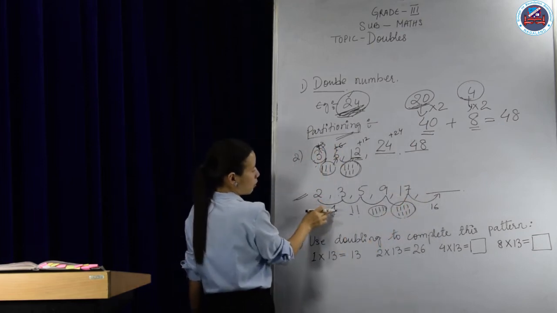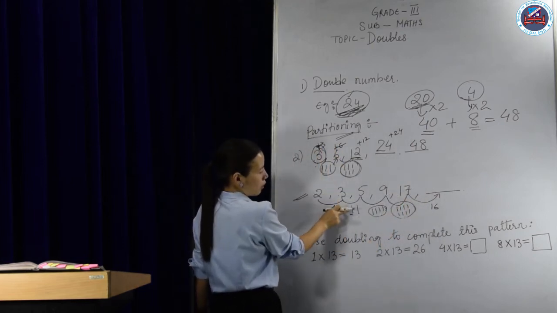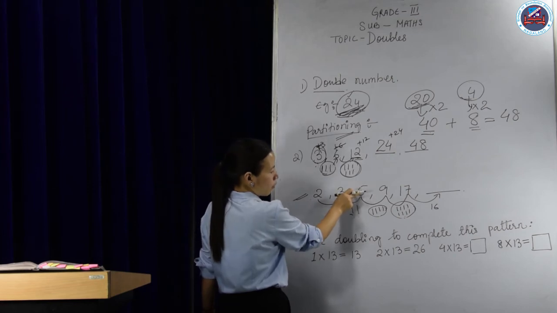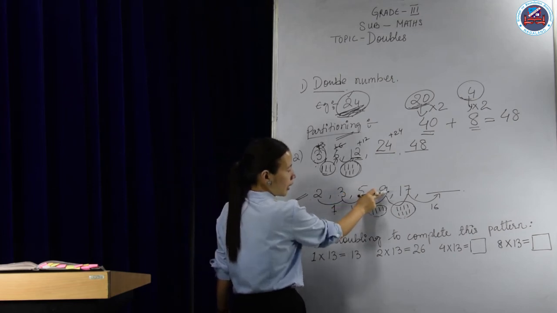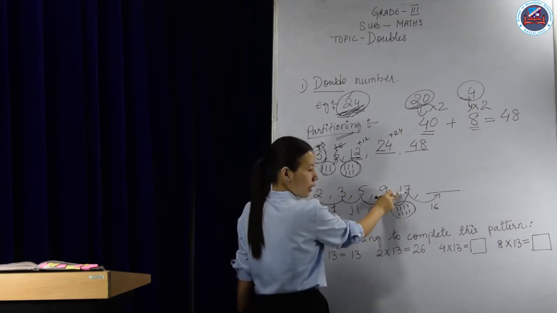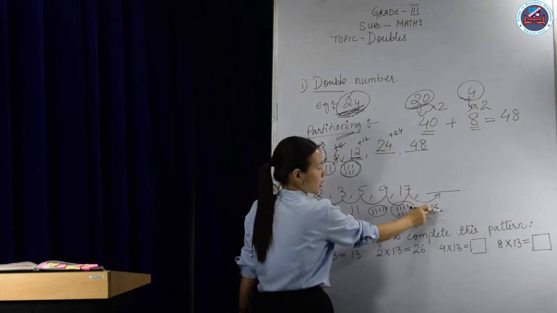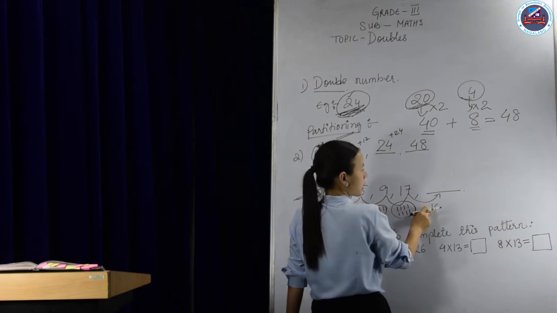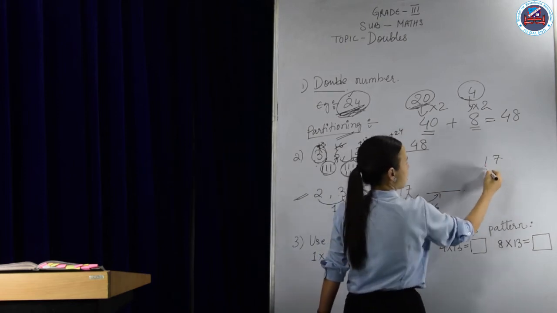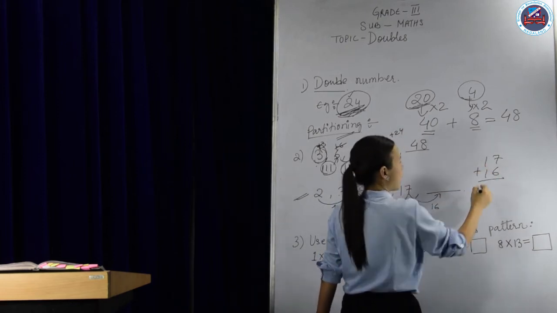That is 2 plus 1 is 3. 3 plus 2 is 5. 5 plus 4 is 9. And 9 plus 8 is 17. So 17 plus 16, that is double of 8 is 16. So 17 plus 16 is how much? How do we add 17 plus 16 here?